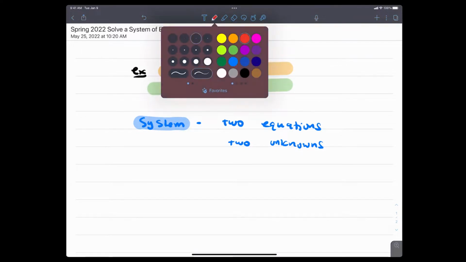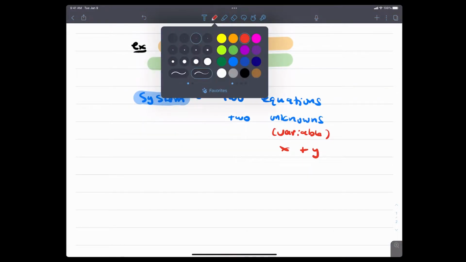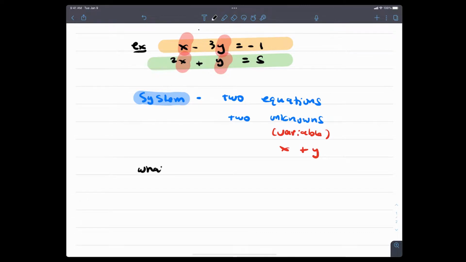What's an unknown value? Do you guys know? An unknown value is called a variable. So what are the variables here? X and Y. Are you guys okay with that? So you have two variables, X and Y. The question that really people want to know is, what are the values of X and Y? So that's what they want to know. So what are the values of X and Y?